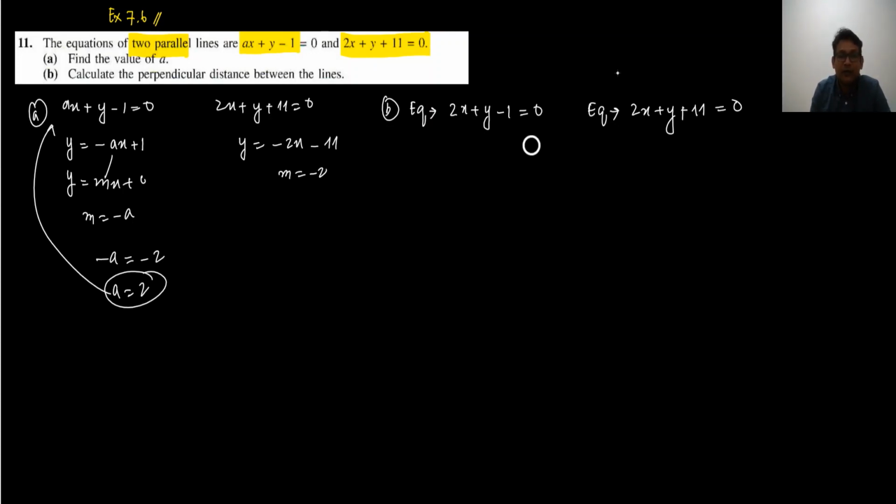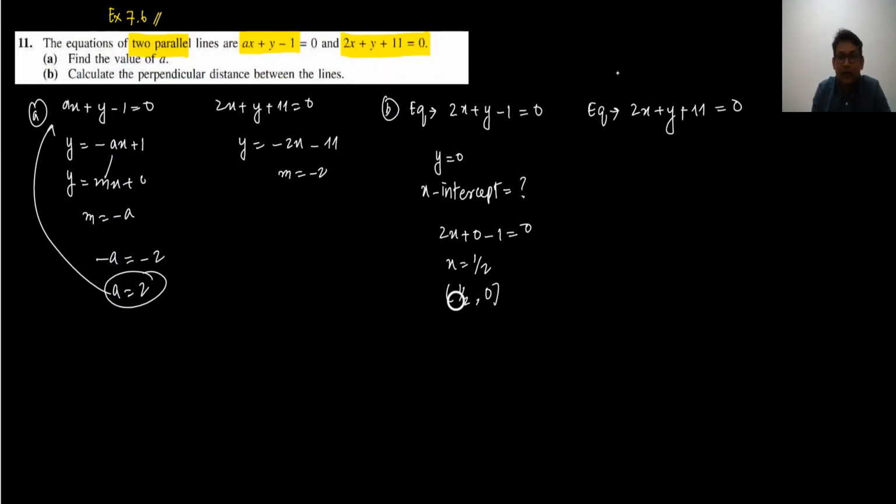What's the method I told you? We have to substitute y equals 0 first to get the coordinate on the x-axis. We need the x-intercept actually. So x-intercept means we need y equals 0. So when I substitute y equals 0, 2x plus 0 minus 1 equals 0. So x is 1 upon 2. So the coordinates are 1 upon 2 comma 0.